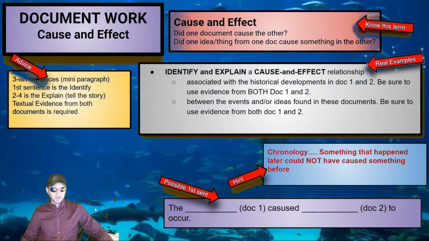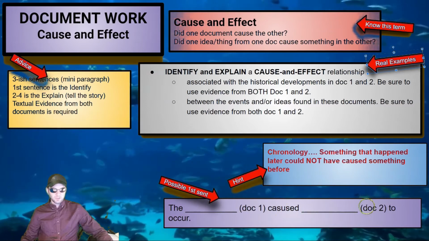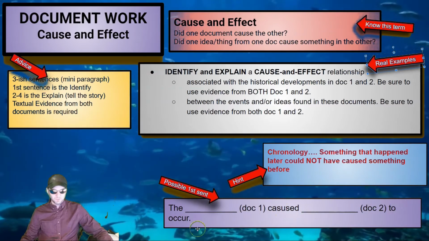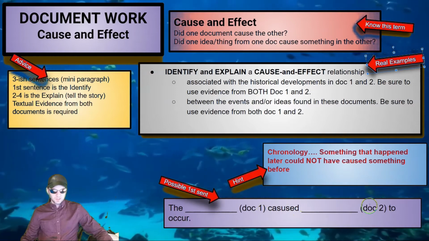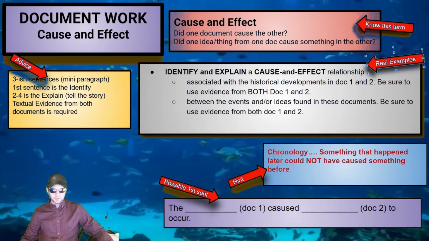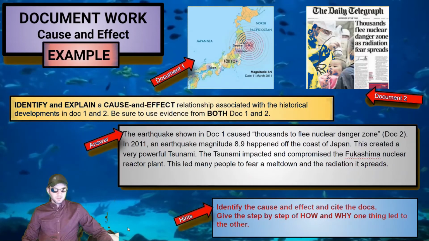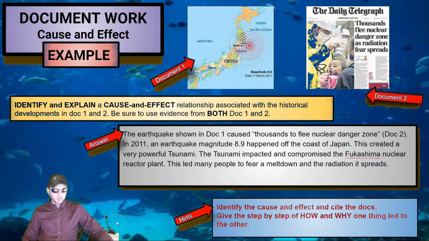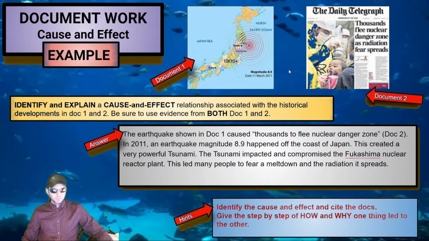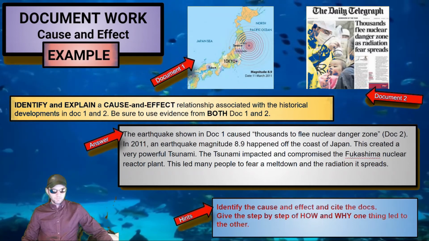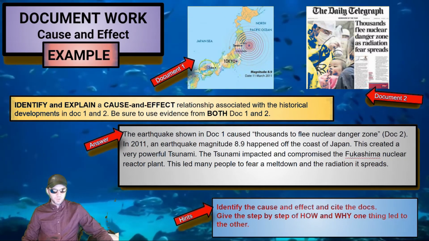And finally, this is a possible first sentence. The blank in Doc 1 caused blank in Doc 2 to occur, or something in Doc 1 caused something else to occur. That's your identify first sentence. Might work, might not. So here's an example, and quite frankly, this is historical. It could be a real world example, right? Document 1, document 2. Magnitude 8.9 earthquake, Japan.